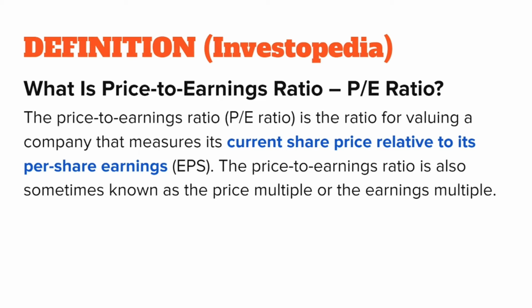Well, the price to earnings ratio, or the PE ratio, is the ratio for valuing a company that measures its current share price relative to its per share earnings, EPS. The price to earnings ratio is also sometimes known as the price multiple or the earnings multiple. Okay, so that's quite a mouthful, and it's a lot to unpack. If you're like me, you didn't really understand what was going on there. So luckily we have Marcus here, who actually studies these things to further unpack it for us.